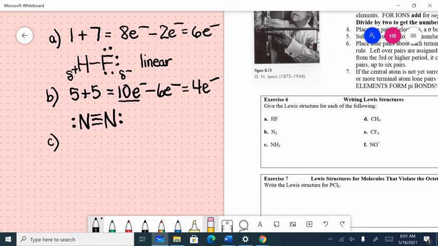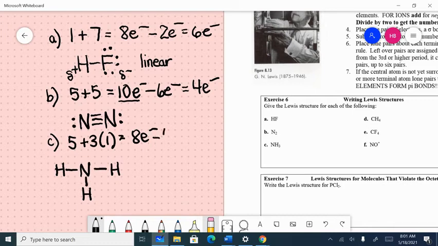C is NH3. N has 5. I have 3 hydrogens that each have 1. So I have 8 electrons I have to represent. Obviously, hydrogen is a terminal atom, so hydrogens always have to go on the outside, no matter what you're drawing. I will bond these together, 2, 4, 6 electrons I used, and now I have 2 left over. You've got to make sure you're keeping track of them because you're going to be wrong if you don't use all the electrons that you have.